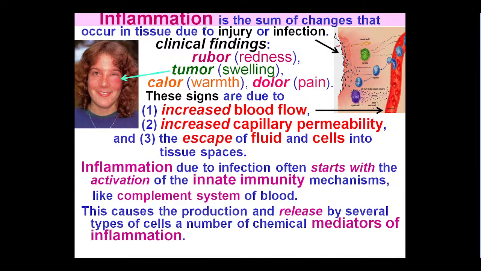Inflammation. You know that this is a reaction to damage or infection. Here you see a photograph of a boy with a red and swollen cheek. Inflammatory processes happen here. Inflammation is the sum of the changes that occur in tissues due to injury or infection. Inflammation is a universal protective reaction of our organism that develops as a response to almost all known pathogens. Clinically, inflammation is associated with redness of the tissue, swelling, warmth, and pain.